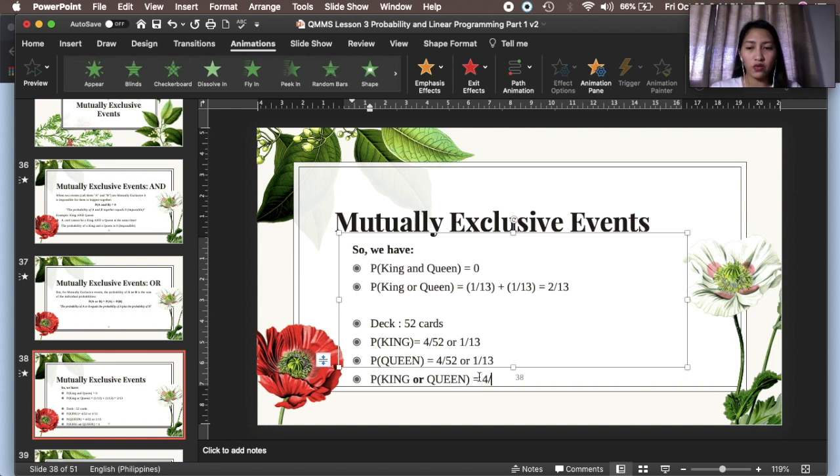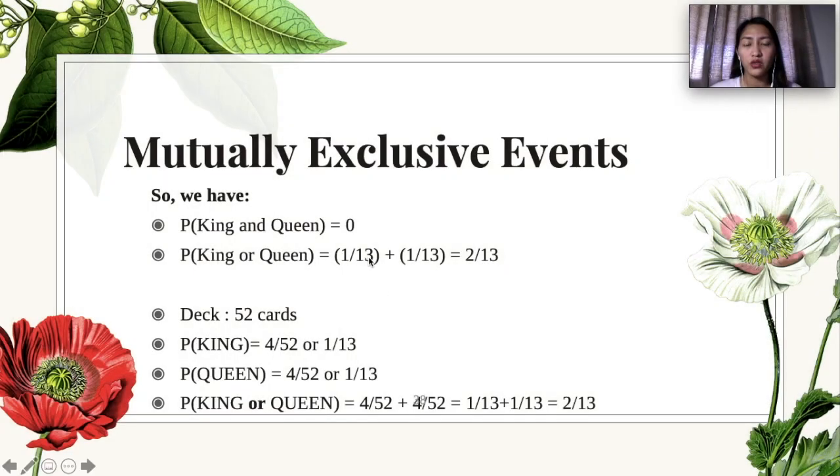Yung 4 over 52 plus 4 over 52 is equal to, pag sinimplify mo yan, ay 1 over 13 plus 1 over 13. So, that is equivalent to 2 over 13. So, you have 2 over 13 possibility or probability. So, I hope that that is clear by now kung bakit nakuha yung 1 over 13 at yung 1 over 13. That's why we have 2 over 13 if this is what you're trying to get, the probability of having king or queen in a deck.